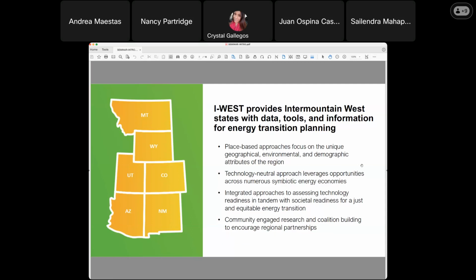iWest takes a place-based approach, which frames everything we do in the context of the geographical, environmental, and demographic attributes of the Intermountain West. We take a technology-neutral approach that explores energy options and opportunities across numerous symbiotic energy economies, and those technologies are assessed in tandem with societal readiness, which we believe is key to ensuring an equitable energy transition. And those assessments are all done through community engagement and coalition building to encourage regional partnerships.